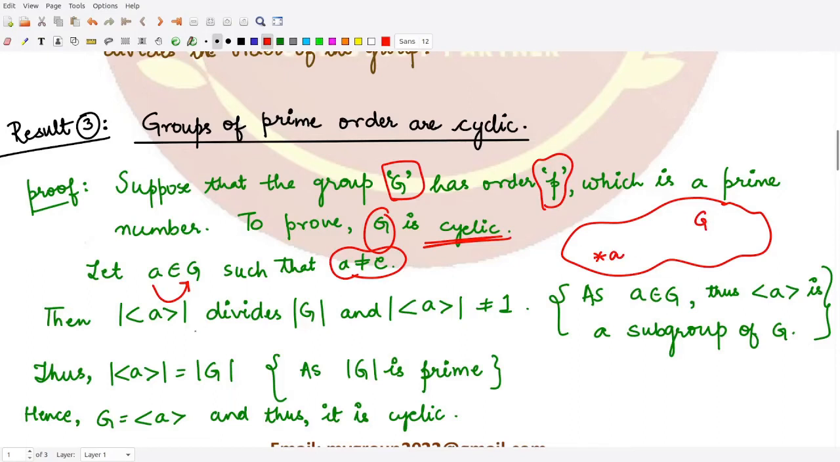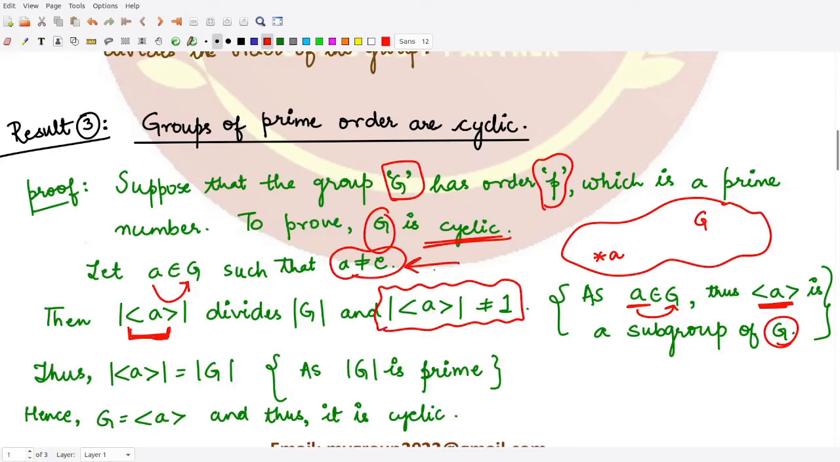So here obviously the subgroup which is generated by this element A, taking it as the generator, its order would divide the order of G. Why? Because A is a member of G, and the cyclic group which is generated by A is a subgroup of G, and we know the order of a subgroup divides the order of the group. So in that case, by using this property here, we have the order of the group generated by A divides the order of the group G, and moreover this order is not exactly equal to 1. Why? Because in this case the element A is not equal to the identity element.